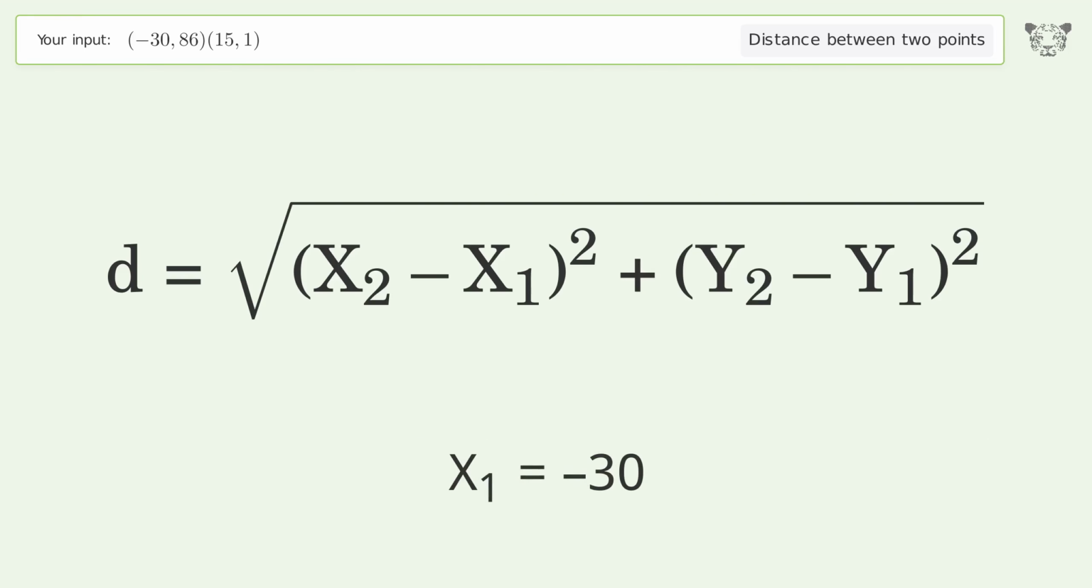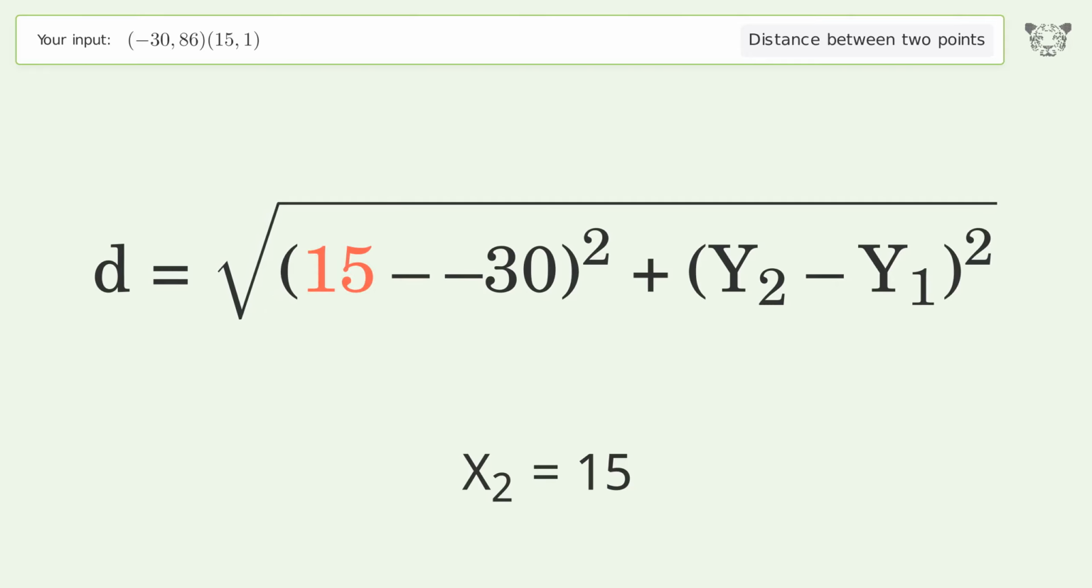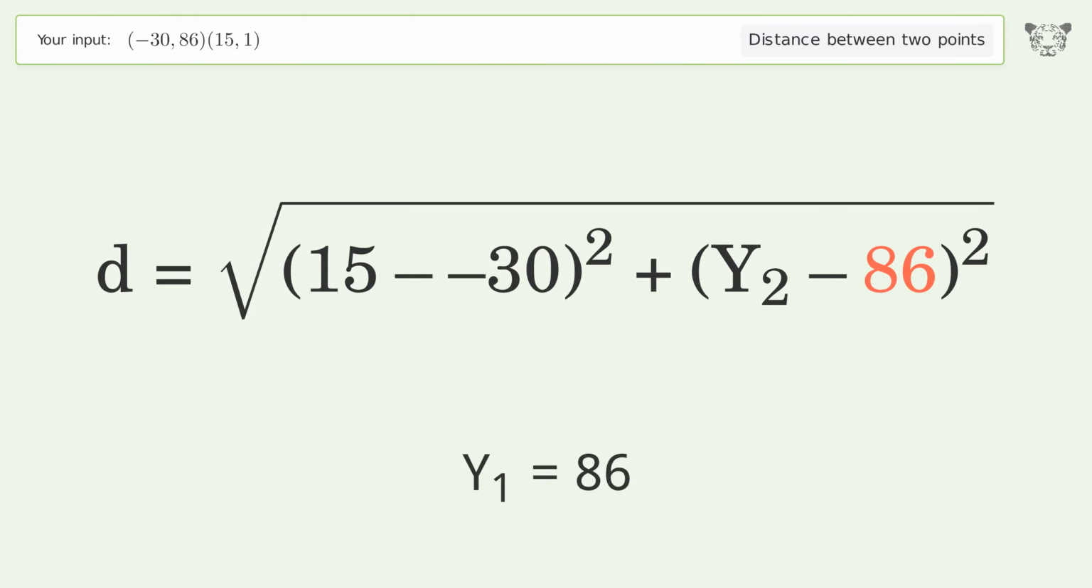x1 equals -30. x2 equals 15. y1 equals 86. y2 equals 1.